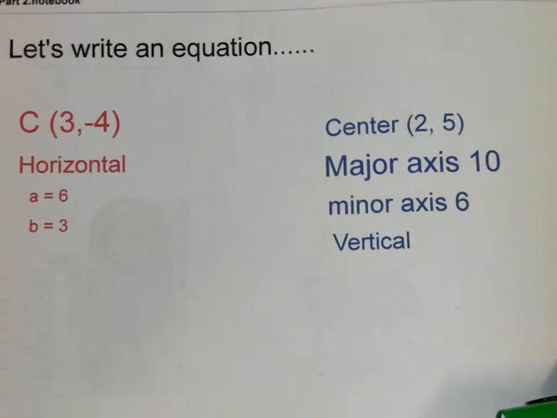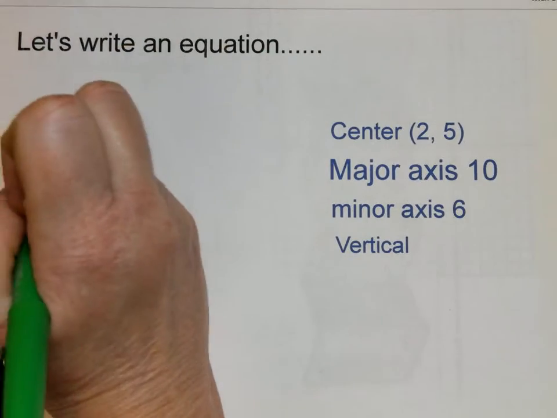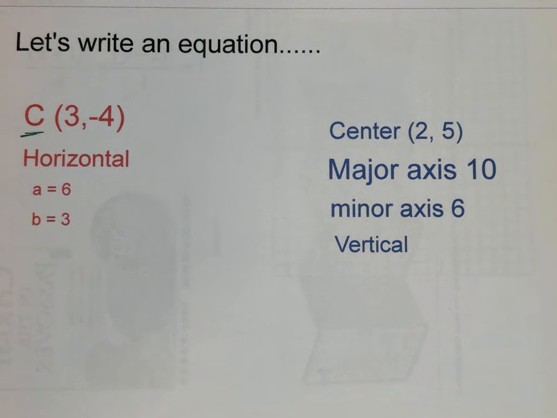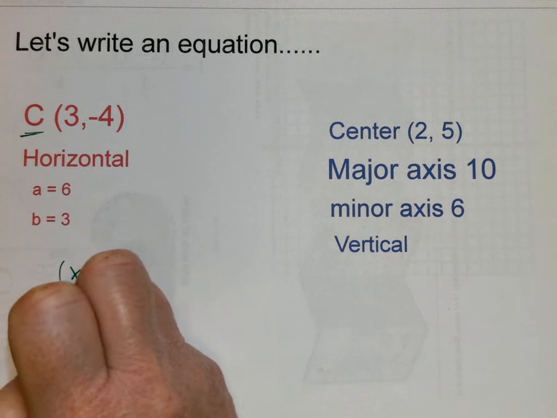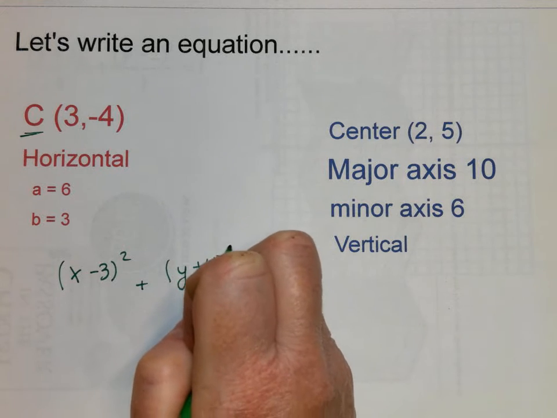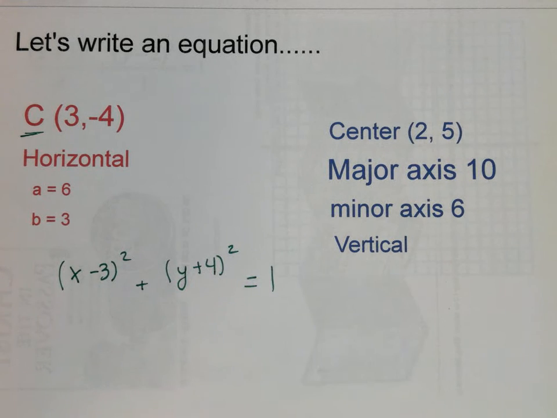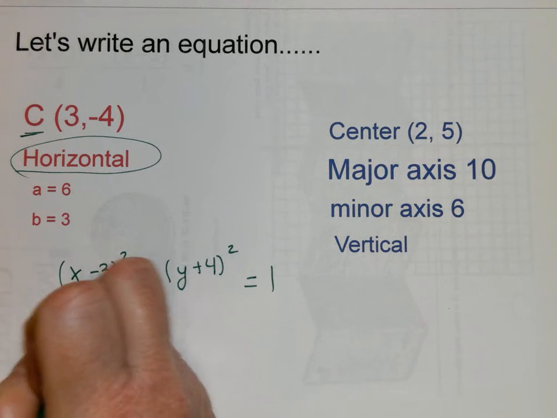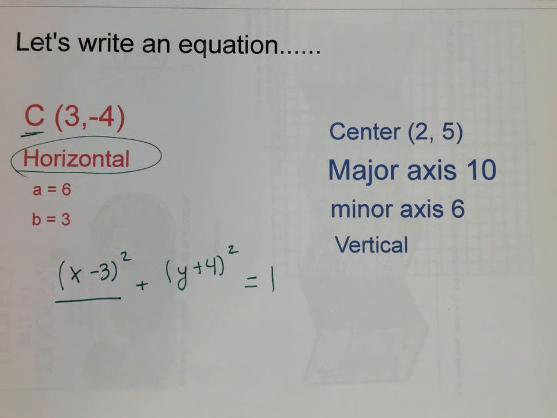Okay, let's write a couple of equations. All right, so we know the center, C is for center, the center is at 3, -4. So that tells me I'm going to do x minus 3 squared, and I'm going to do y plus 4 squared. I know that much. It's horizontal, which tells me my bigger value is going to go under my x. So the bigger of the 3 and the 6 is 6. Excuse me, and 6 squared is 36, and 3 squared is 9. There's my equation.